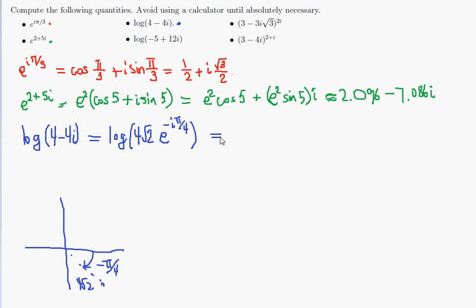And so by definition, that's equal to the natural log of 4 square root of 2, whatever that works out to be, minus I times pi over 4. And so that is the logarithm of 4 minus 4i.